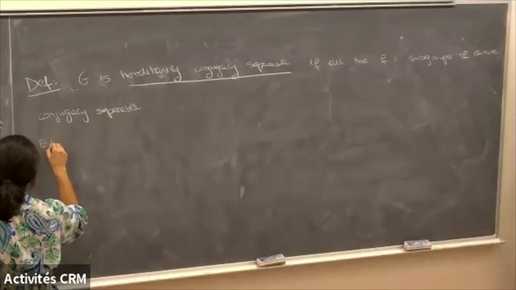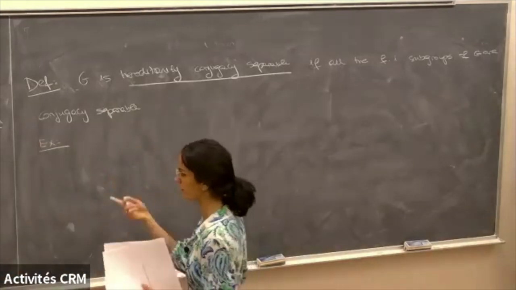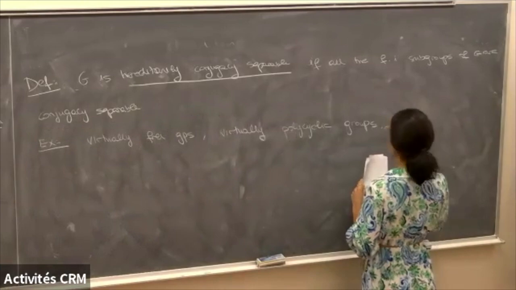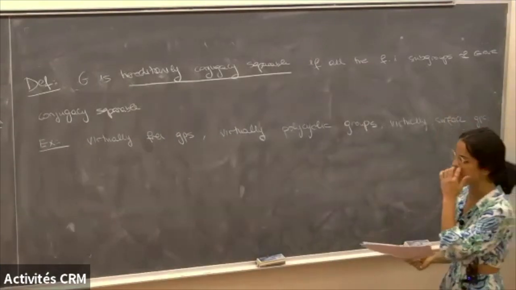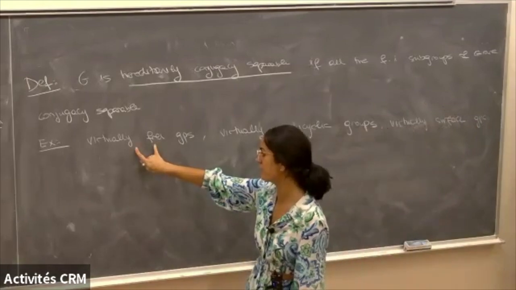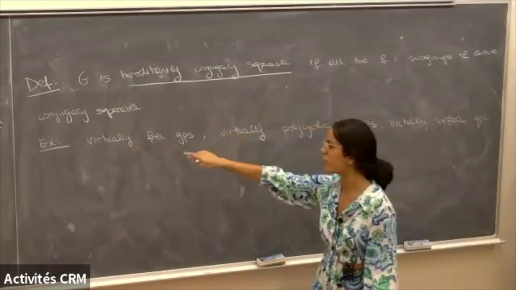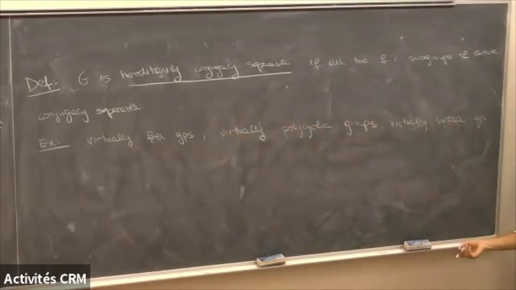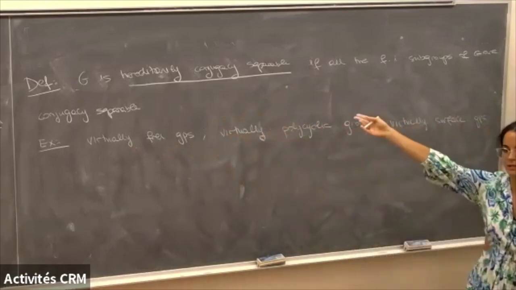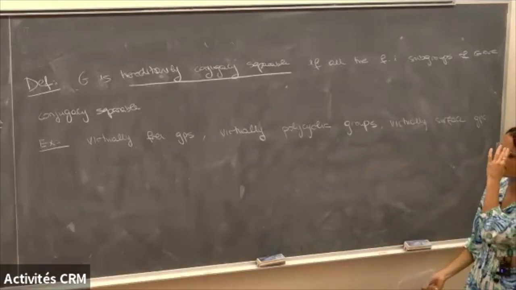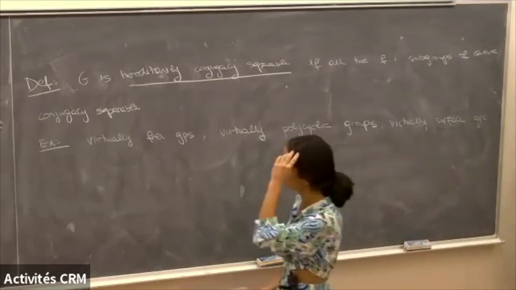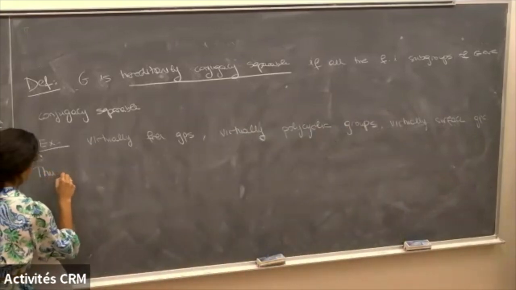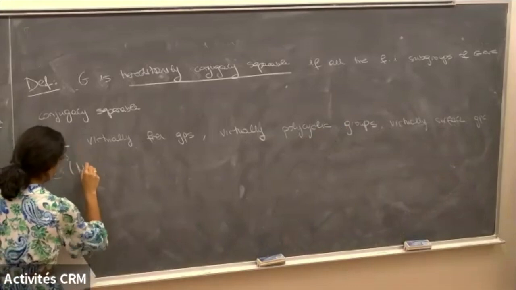Some examples of hereditarily conjugacy separable groups, or more generally of conjugacy separable groups, are virtually free groups, virtually polycyclic groups, and virtually surface groups. As you can see, all these classes are conjugacy separable, and since they are closed under taking finite index subgroups, they are also hereditarily conjugacy separable. Maybe you wonder: which is an example of a group that is conjugacy separable but not hereditarily conjugacy separable? Of course, subgroups of right-angled Artin groups are a very powerful source of counterexamples, and they are also counterexamples for this. First of all, right-angled Artin groups are hereditarily conjugacy separable. This was shown by Minasyan.